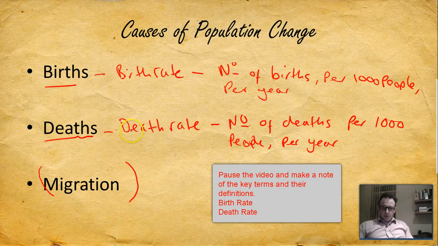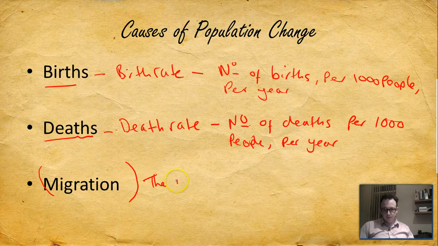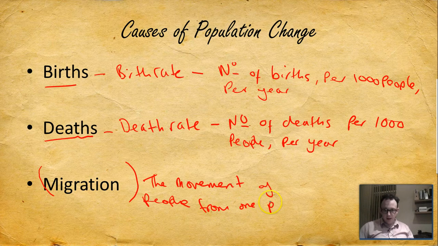Migration, when we're talking about changes in populations of certain areas, is quite simply defined as the movement of people from one place to another. Movement of people from one place to another.